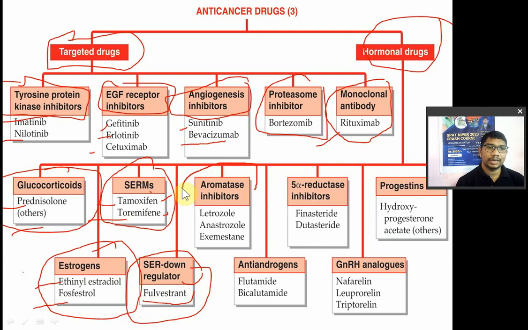Now the next class of hormonal drug is known as hormonal antagonist. What is this? The next class is the aromatase inhibitor. What is aromatase? Aromatase is an enzyme. What is the role of aromatase? Aromatase is involved in the conversion of androstenedione to estrone. So androstenedione or androgens are converted into estrones by aromatase. So the aromatase enzyme converts androstenedione or androgen into estrone.